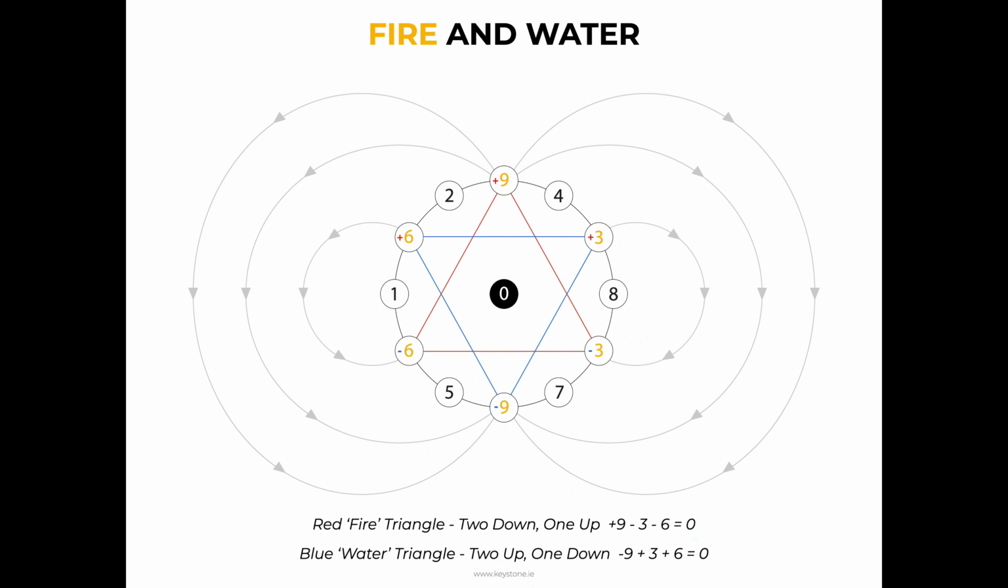A red fire triangle, 2 down, 1 up. Minus 6 minus 3 is minus 9. Plus 9 is 0. Plus 6 plus 3, that gives us plus 9. Minus 9 is 0. So each triangle has 0 charge. It's not chargeless. It has a 0 charge. 0 is chargeless. But these triangles are 0 charge. So there's a subtle but extremely important distinction there. By doing this, we get a positive and a negative side.